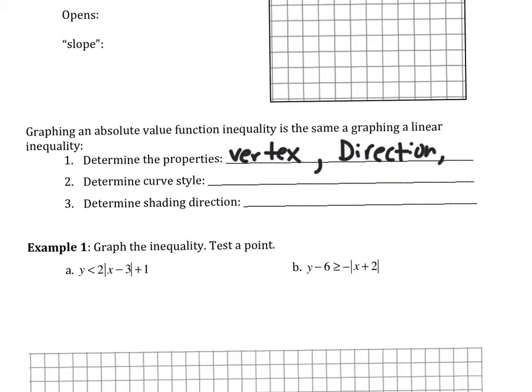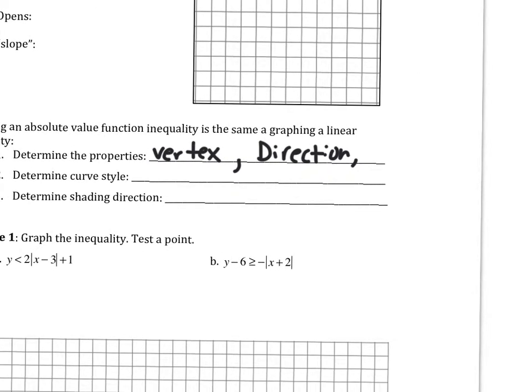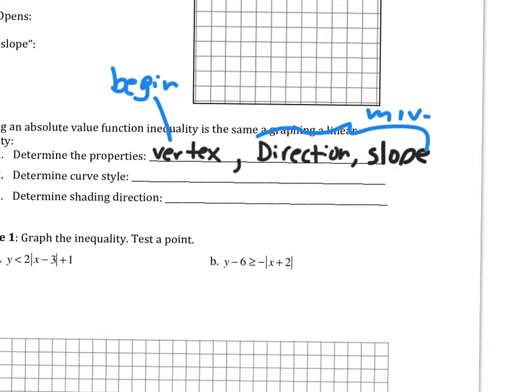And we also need to know the slope. Now remember, the last two tell me how to move. The vertex tells me where to begin. And these two together tell me how to move. Does the V open upward or does the V open downward? Is it steep up or down? And the vertex just tells me how much it's shifted left or right and up and down.